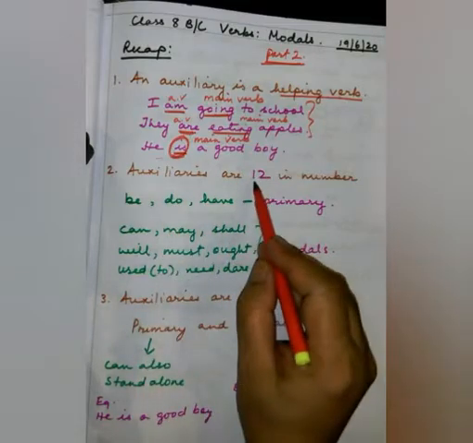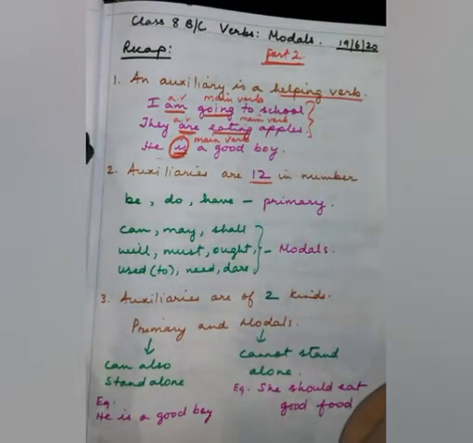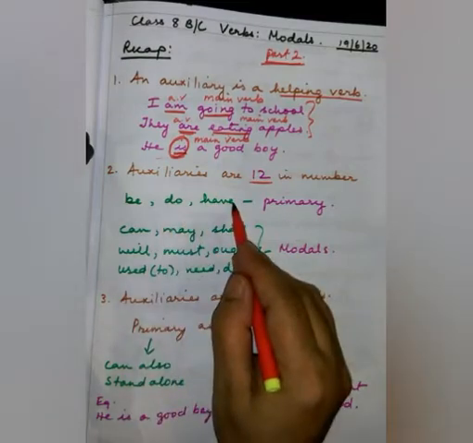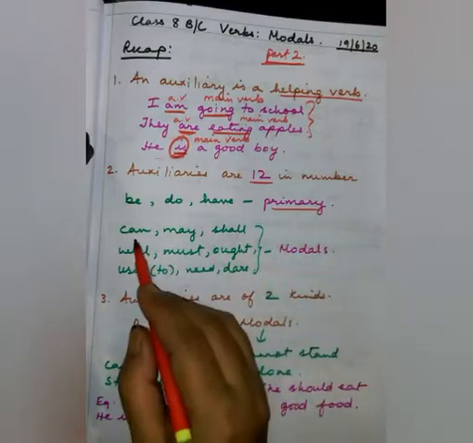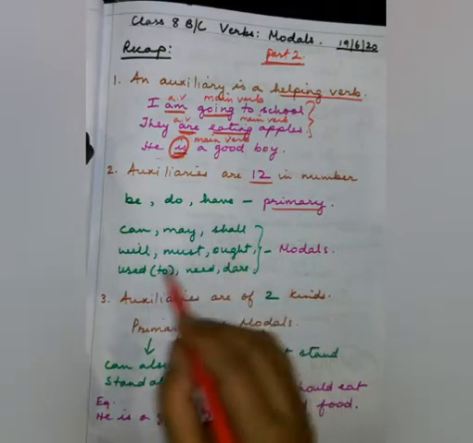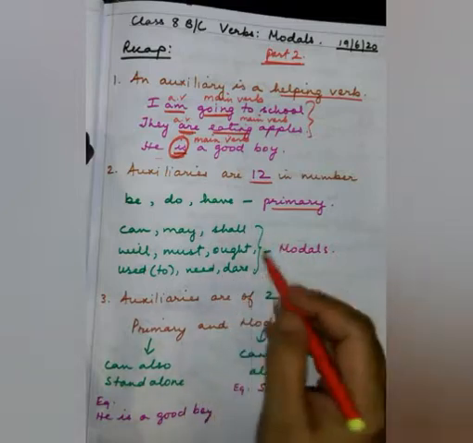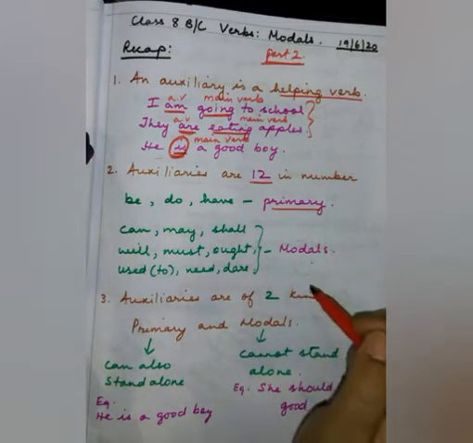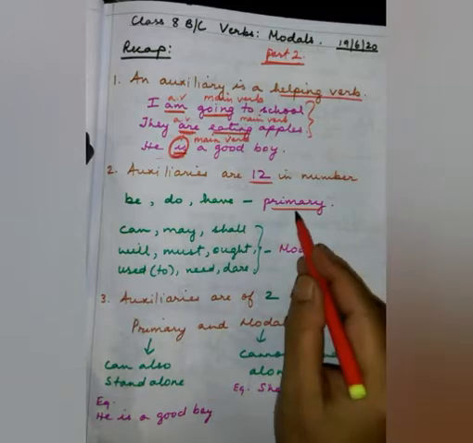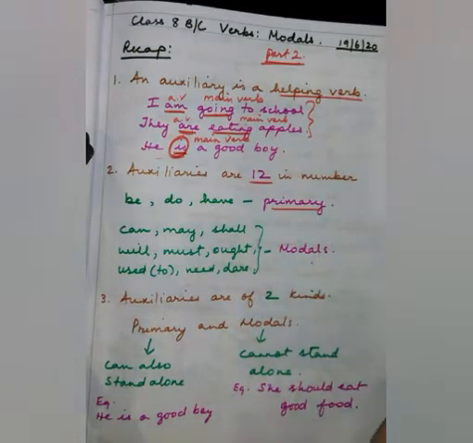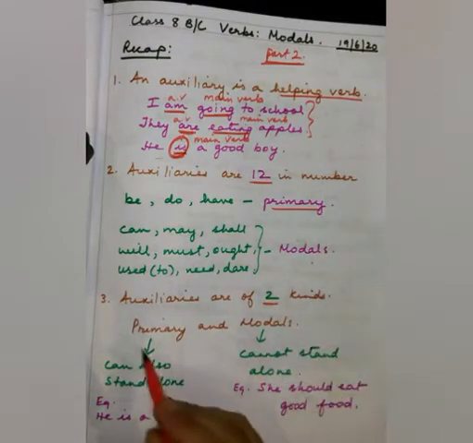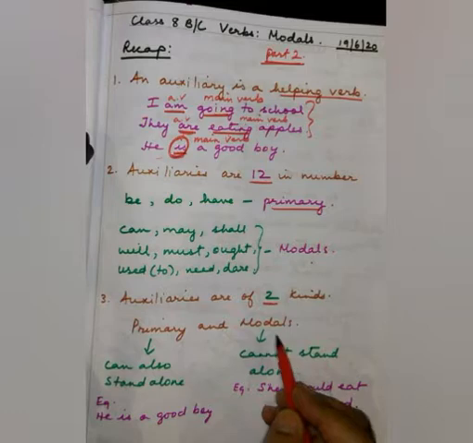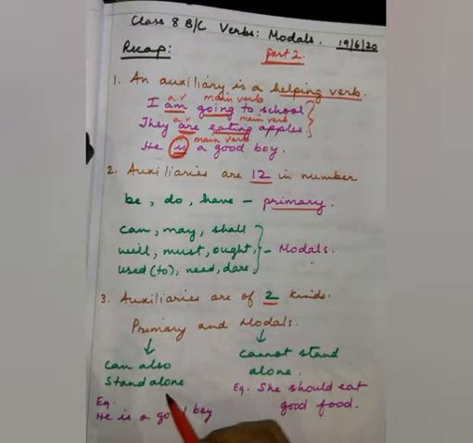Now we also learned yesterday about auxiliaries being 12 in number. Be, do and have are primary auxiliaries. We had done this yesterday. Can, may, shall, will, must, ought, used to, need and dare are modals. Modal auxiliaries. Primary auxiliaries and modal auxiliaries. There are a total of 12, out of which 3 are primary. Now coming to number 3, auxiliaries are of 2 kinds, primary and modals. Primary can also stand alone. Modals cannot stand alone.